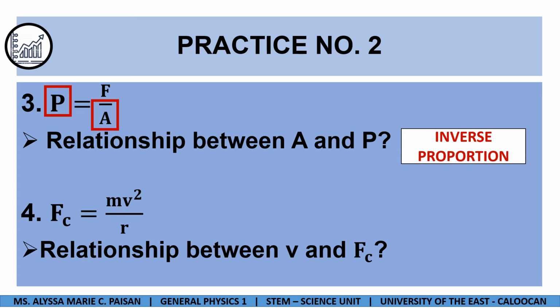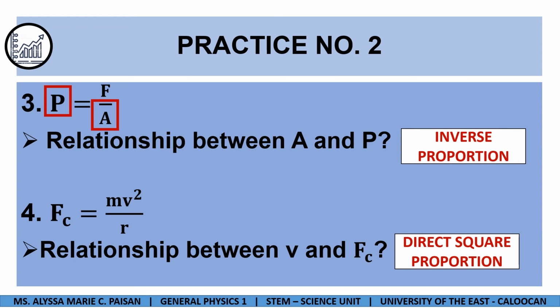So, if one variable is in the numerator and the other variable is in the denominator, their relationship is inverse proportion. Again, for direct proportion, both variables should be in the numerator. For inverse proportion, one variable should be in the numerator and the other variable should be in the denominator. Okay? Next, let's have number 4.